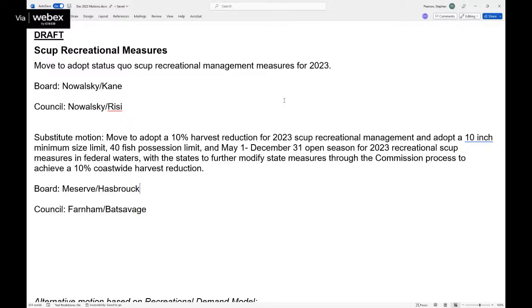Regarding the season change, I understand that most likely wouldn't take place until 2024. However, I think that it's very likely we're going to be at this table again for 2024 looking at a 10% cut. And so doing it now sets us up potentially in 2024 to do that. There's very little harvest that occurs January through April for Scup.